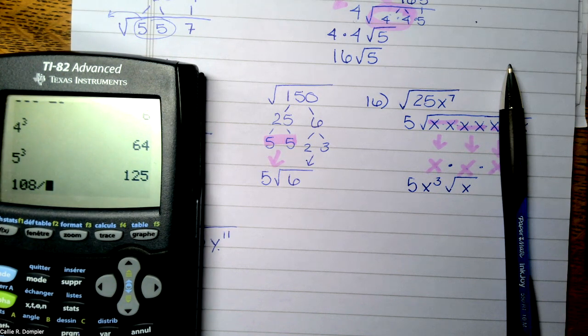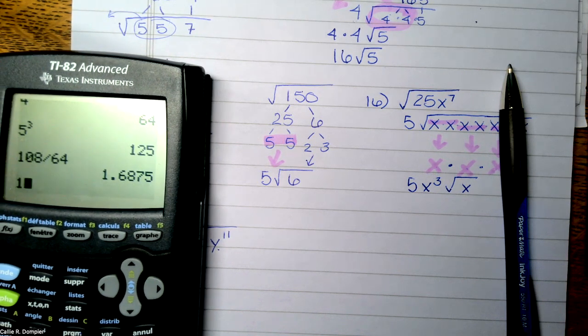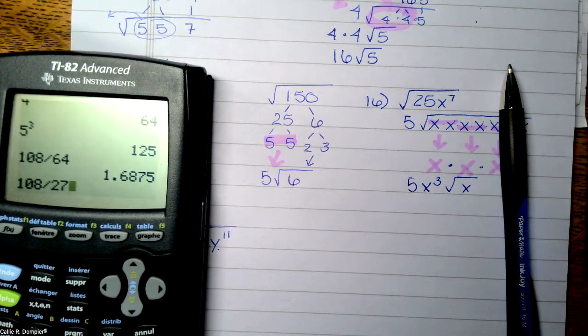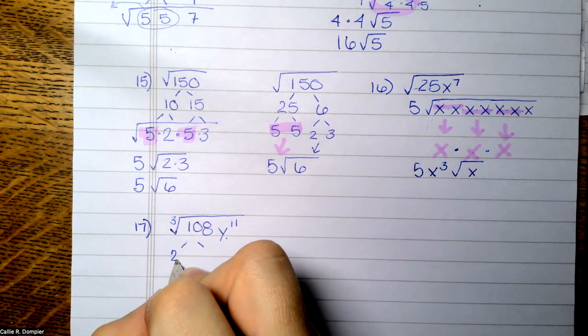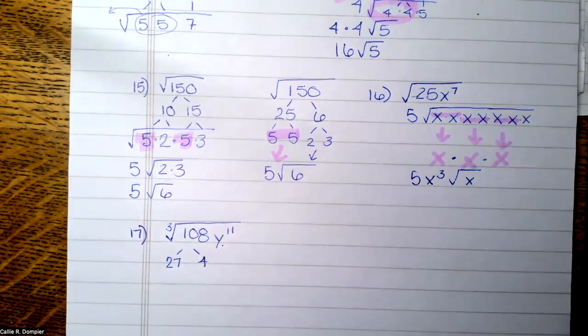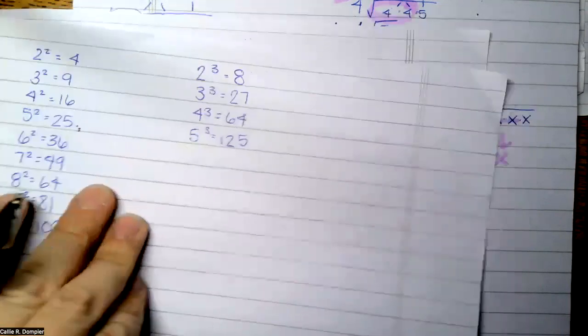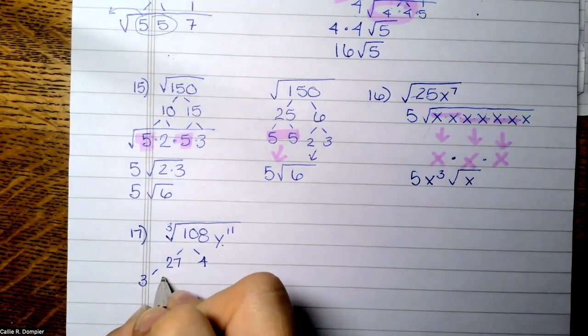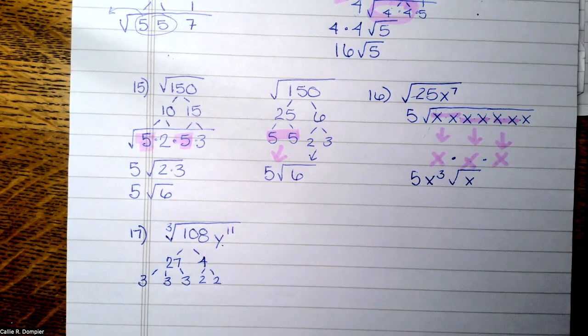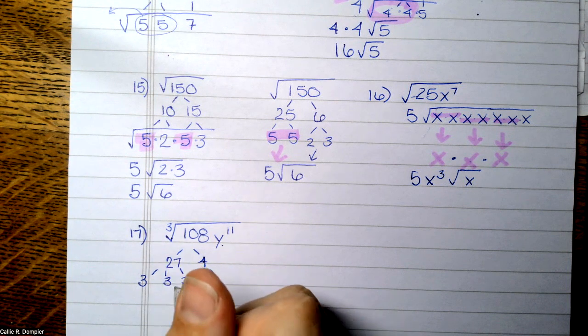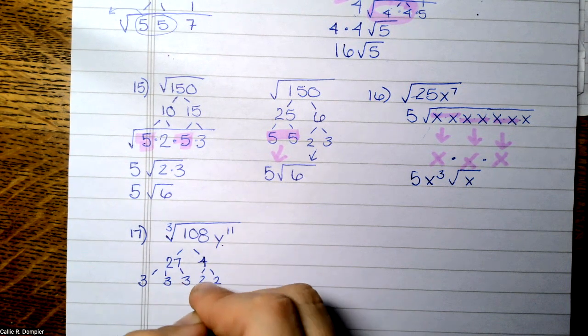108 divided by 64. 108 divided by 27. Good. It goes into 27. So I'm just going to make another factor tree. 108 becomes 27 and 4. We like 27 because 27 becomes 3 when it comes out, because it means it's 3 times 3 times 3, times 2 times 2, right? The 4 is not going to turn into 3 of any kind, so you can leave it as a 4 or you can leave it as 2 times 2. It does not matter, okay? So the 108 becomes 3 times 3 times 3 times 2 times 2.